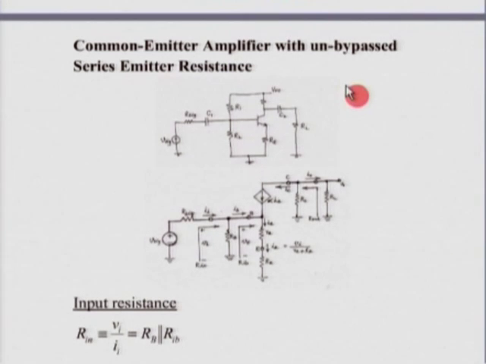Now, let us analyze the common emitter amplifier with an unbypassed series emitter resistance. You have this in tomorrow's lab also, and once again we could analyze this. The only difference between this particular circuit and the circuit which we saw just before this is that here the emitter is unbypassed, which means there is no capacitor from emitter to ground. Otherwise, you have the coupling capacitors C1 and C2, which we said are a must, otherwise the biasing will get upset.